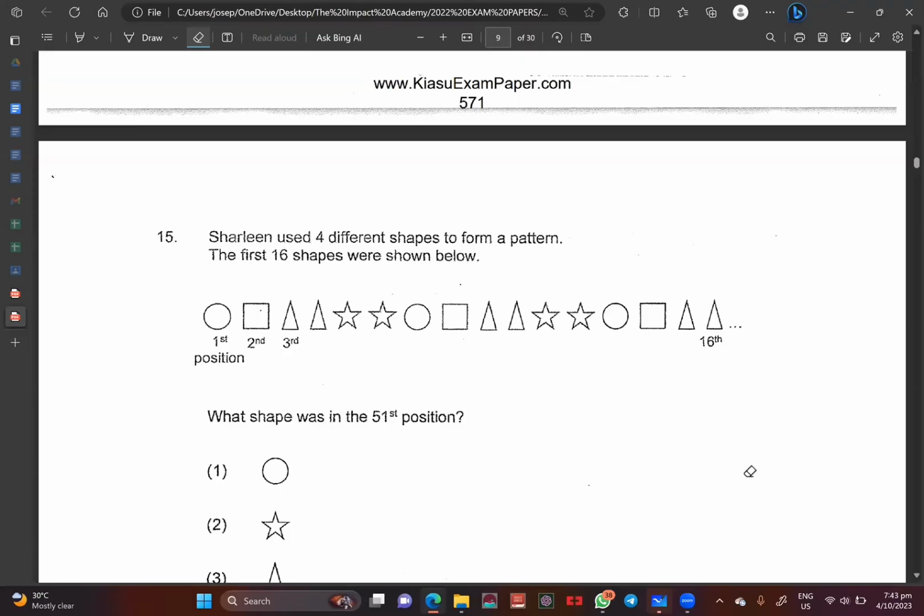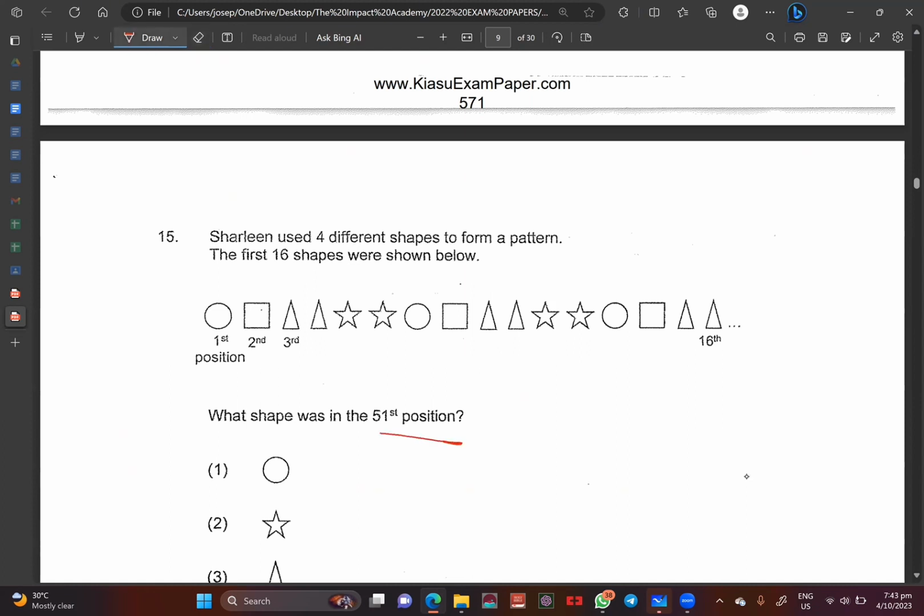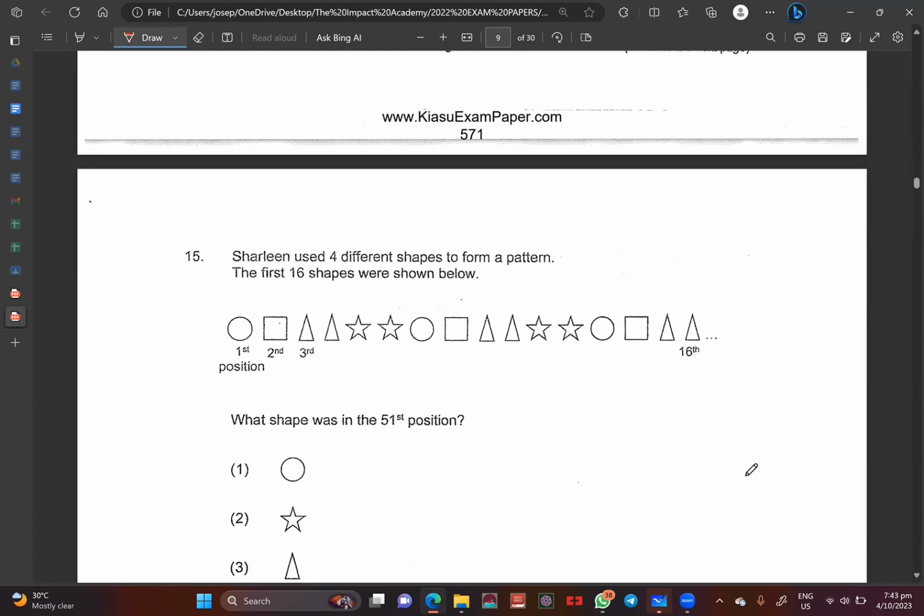Now, for a question like that, it says that Charlene uses 4 different patterns to form 4 different shapes to form a pattern. Now, the first 16 shapes were shown below. Wow, very confusing, right? 16 shapes, it's very hard for you to know what is the last one. Over here, they ask you for the 51st position. Now, don't panic.